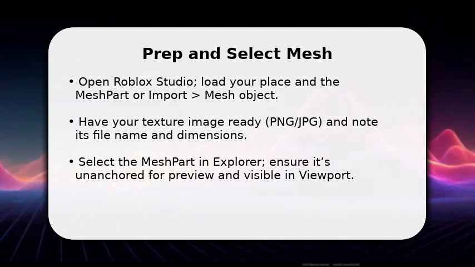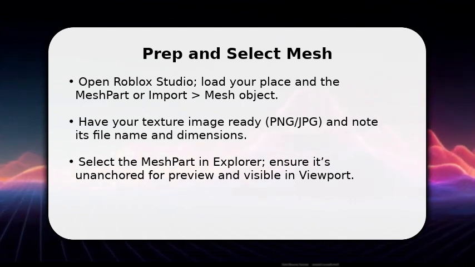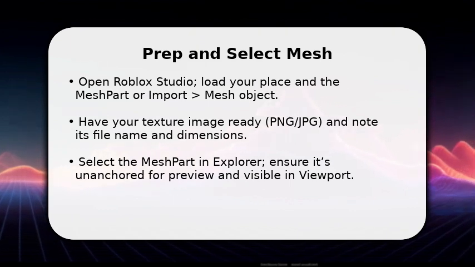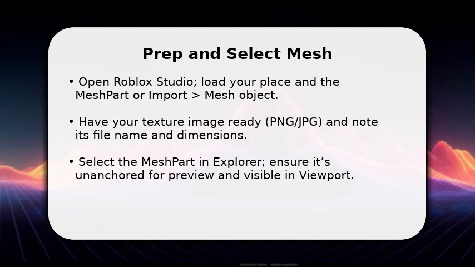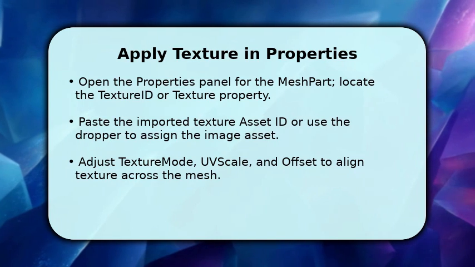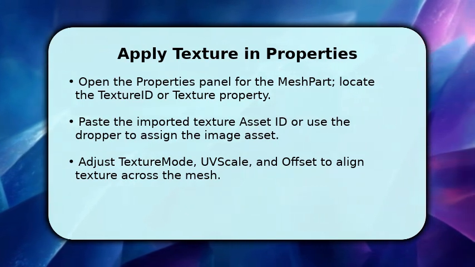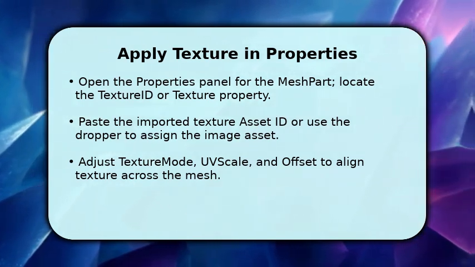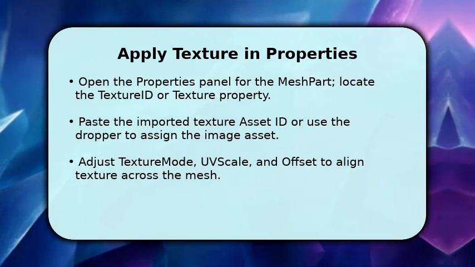Make sure the mesh part is visible in the viewport and not hidden. This helps you preview changes quickly while you apply the texture. Now you change the mesh texture via Properties. You find Texture ID or Texture on the mesh part and paste the image asset ID. Alternatively, pick the imported asset from the drop-down.